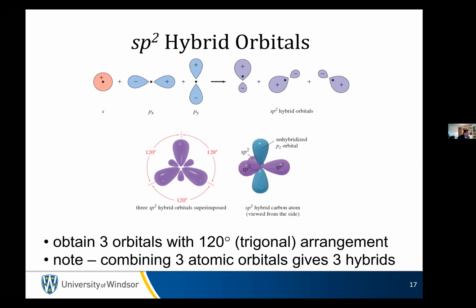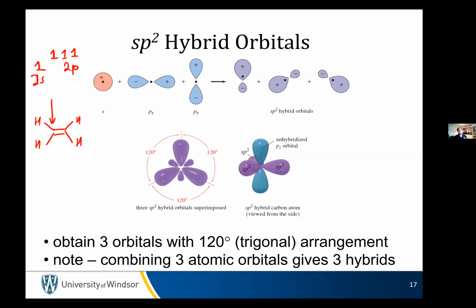So sp2 orbitals, what we're going to do is take one s and two p's. This is, for example, in the example of ethene. I'll put some hydrogens on there. We'll just say ethene. We're going to look at this guy. So this is a carbon. It's got one 2s orbital and three 2p orbitals.